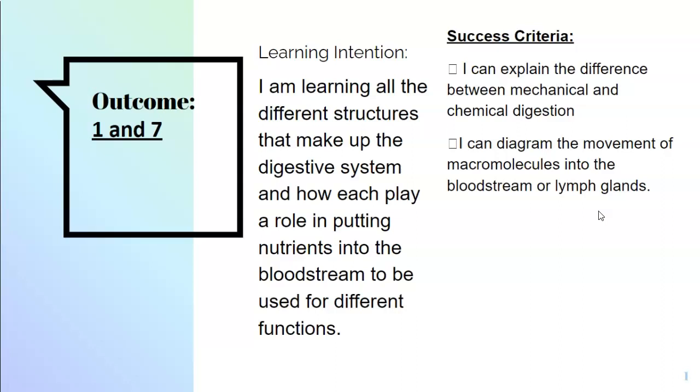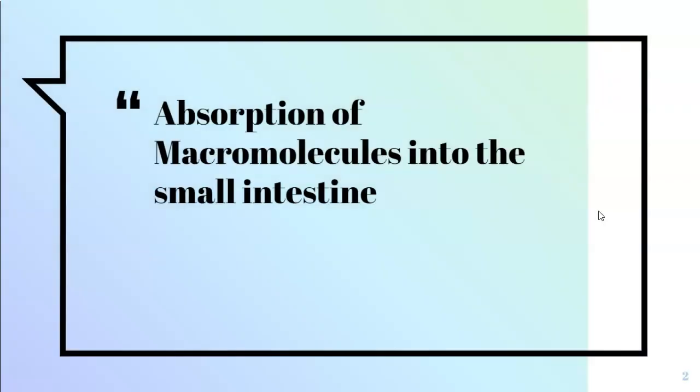So today, your learning intention is talking about the different structures that allow for nutrients to pass from the bloodstream into the circulatory system. Although it says you can explain the difference between mechanical and chemical digestion, we've already done all that in the video prior to this. What we're really focusing on today is diagramming the movement of macromolecules into the bloodstream or the lymph glands. So our main goal today is only looking at the small intestine and the absorption of these molecules.